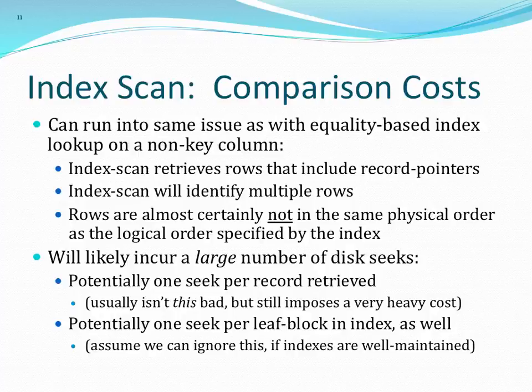And potentially one seek per leaf block in the index as well when we actually go to the next leaf. Now, obviously, if you don't have very much memory and you can only keep one block of the leaf or one block of the index in memory, then you would definitely have this. Also, if you have a poorly maintained index and your leaves are not in order, then you could also have this. Okay?